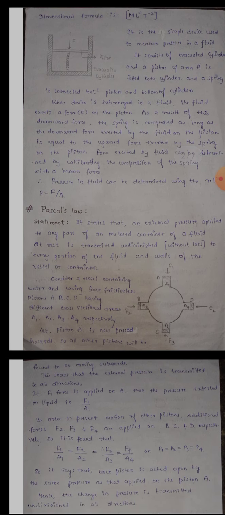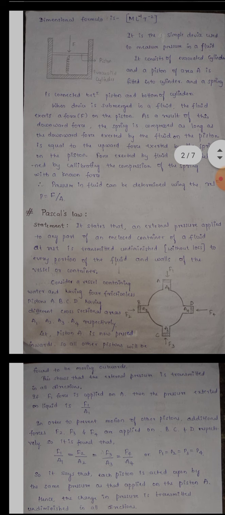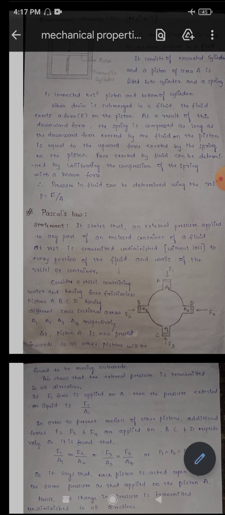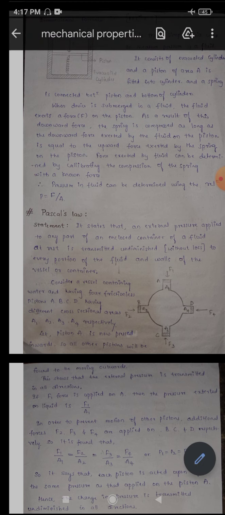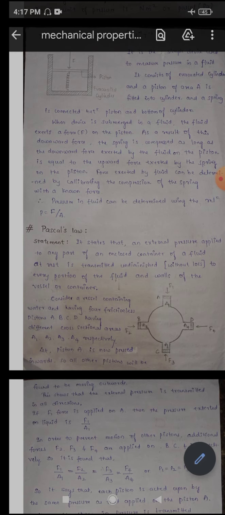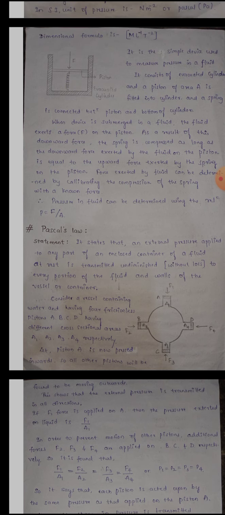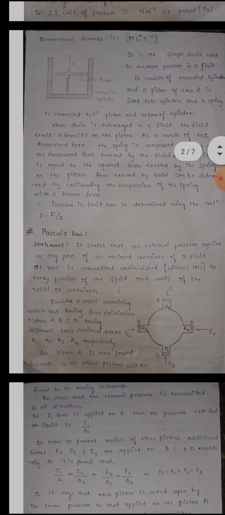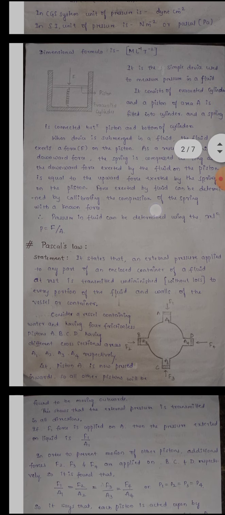That is, the pressure in the fluid can be determined by using the relation P is equal to F divided by A, where we know the cross sectional area and we know the F value, that is, the force exerted by the spring. Then by using this relation, we get the pressure exerted by the fluid. This is the simple device used for the determination of the pressure of any fluid.